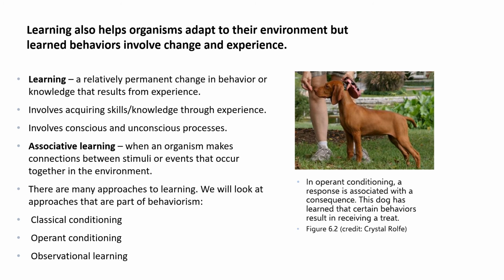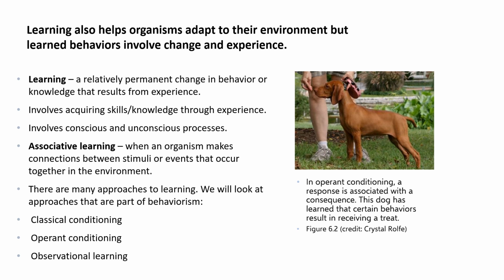What we're going to be looking at is something called associative learning, and this is when an organism makes connections between stimuli or events that occur together in the environment. And there are many approaches to learning that we'll be looking at, and they are part of behaviorism. We're going to be looking at classical conditioning and operant conditioning, and in particular, here we see associative learning. In classical conditioning, you'll see how we make associations between something in the environment and something that naturally causes a response. And so we make these associations.